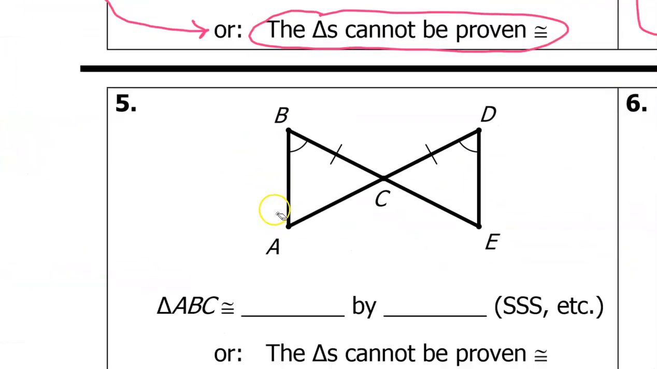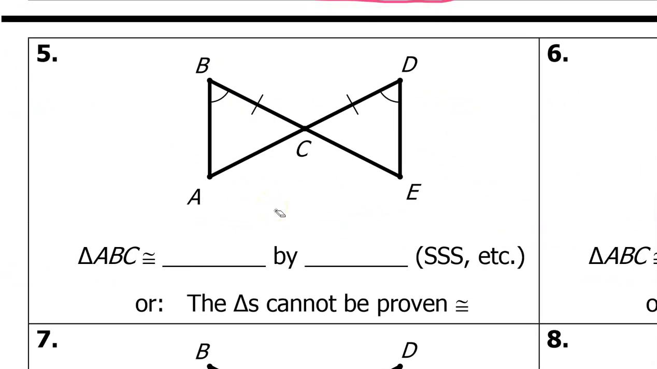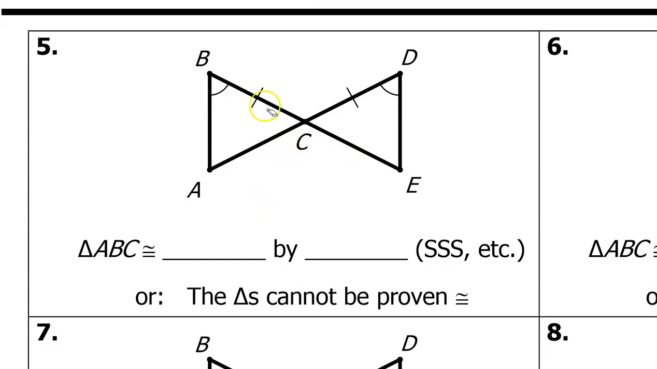Okay, jump over to problem number 5. So there's something that we can mark just based on the way the picture looks. Vertical angles are always congruent. So these angles right here are vertical angles. Let's go ahead and mark them. Now let's focus on one triangle at a time. So let's focus on this triangle.